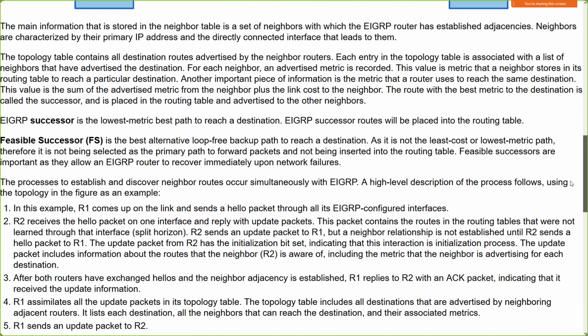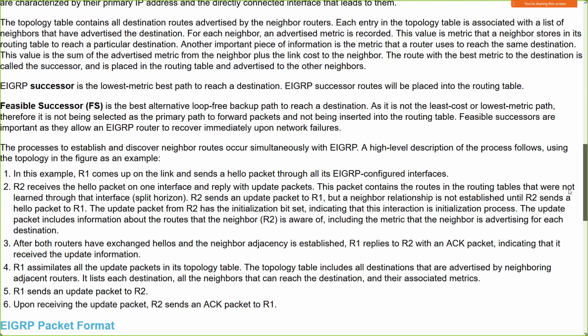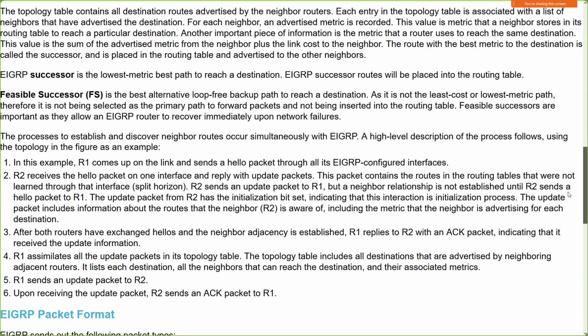Now they do talk about the algorithm a little bit in the description here. The successor route, for example, these are terms that are specific to EIGRP. OSPF and RIP and ISIS don't use these terms, but the successor route in EIGRP is the best route. That's what goes into the topology table. That's what goes into the global RIB, right? The global routing information base.